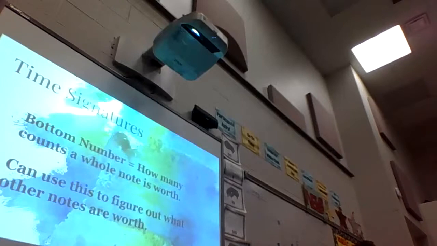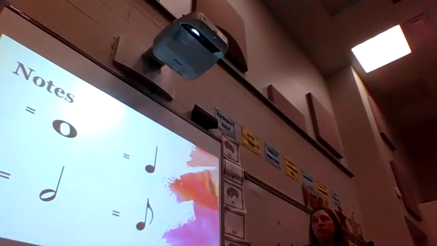If my bottom number is 2, I plug 2 in up here. So my whole note's worth 2, my half note's worth 1, so on and so forth. If it's 8, I put 8 up here, and then I can divide it out from there. Okay, so the bottom number can tell us how many counts a whole note is worth. That's not the only thing it can tell us, and that's where people get a little bit confused. So this is one piece. Then we move on and we do a completely separate thing, okay? So we just talked about that.